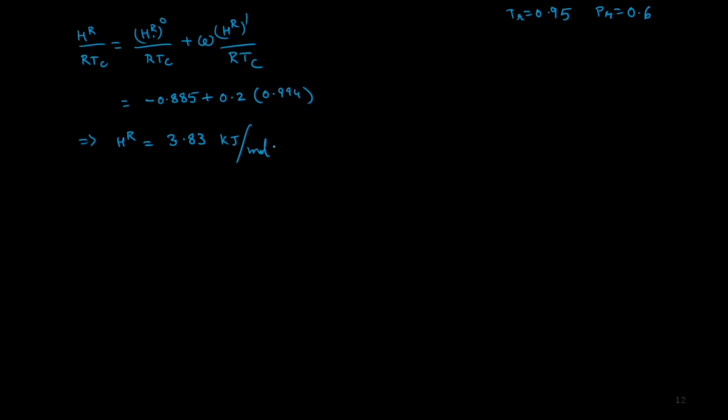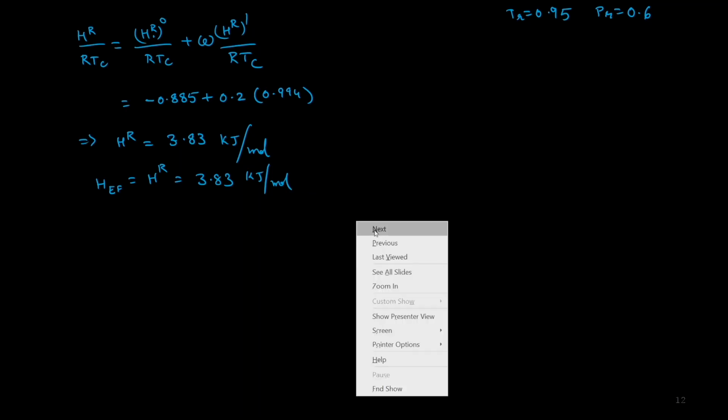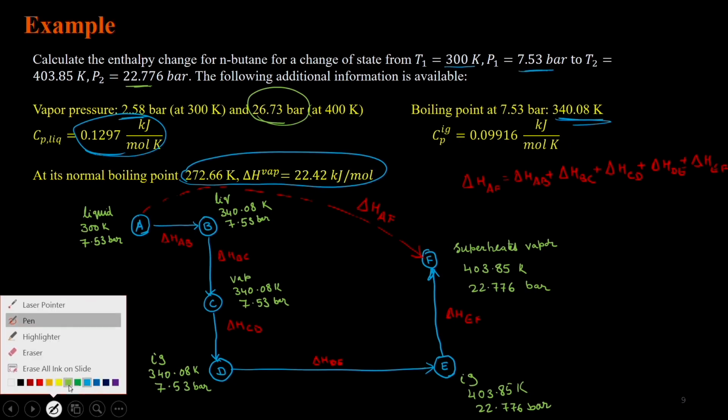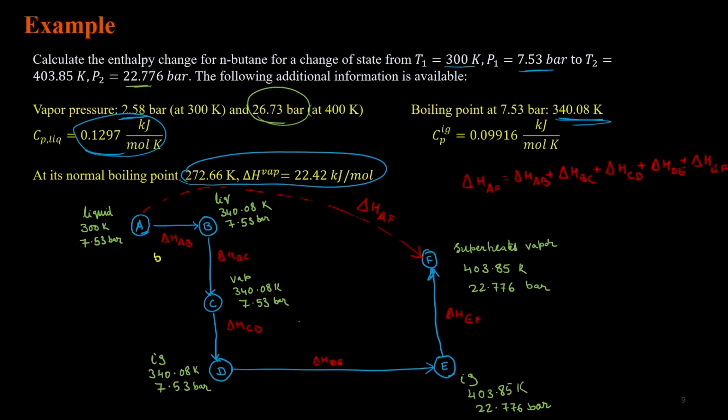So I have a value of HR, and we said HE to F is exactly the same as HR at these conditions, so it's going to be 3.83 kilojoules per mole. So we've calculated everything we need in this particular case. So let's write some numbers here. Delta H A to B, we calculated it to be 5.198. All these numbers are in kilojoules per mole.